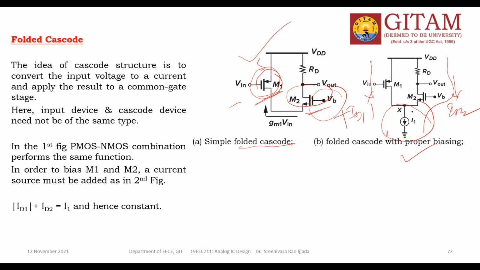Since the two branch currents are flowing like this, I can write I1 is equal to the sum of the two currents. ID1 is the M1 device current, ID2 is the M2 device current, and these two currents' direction is like this.